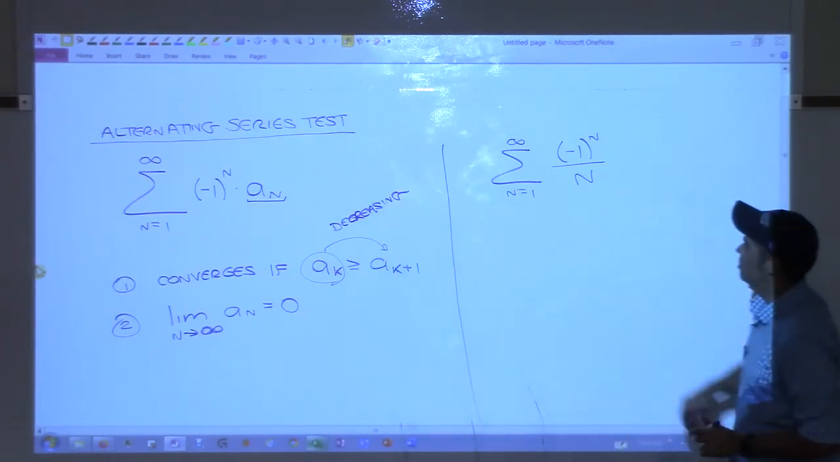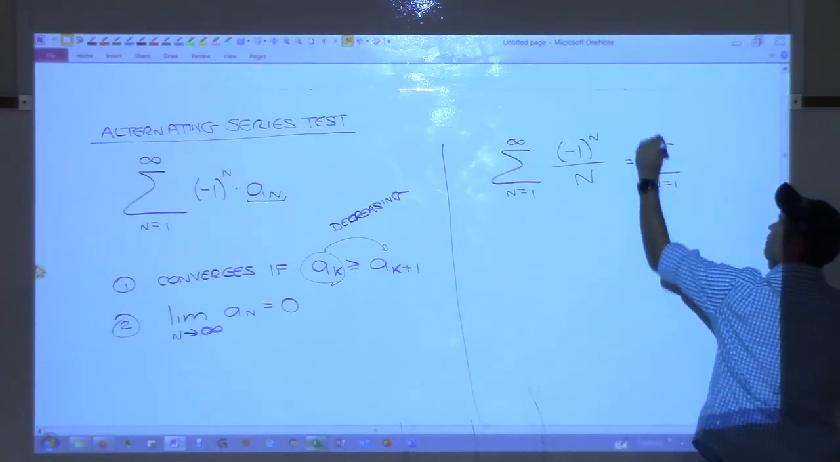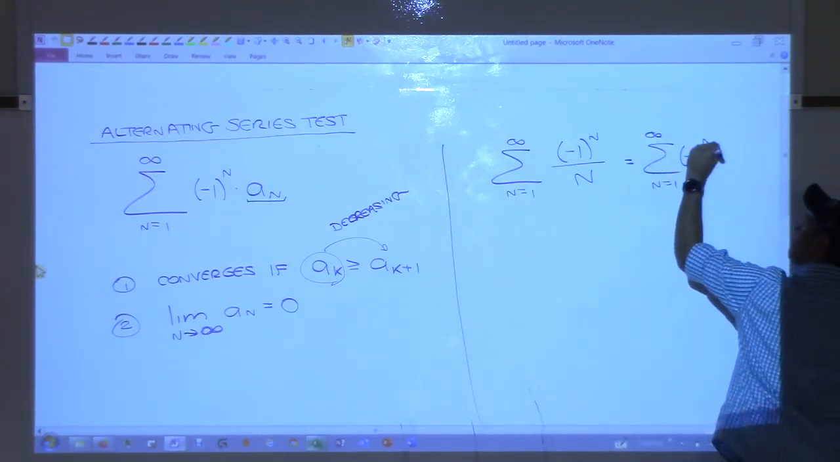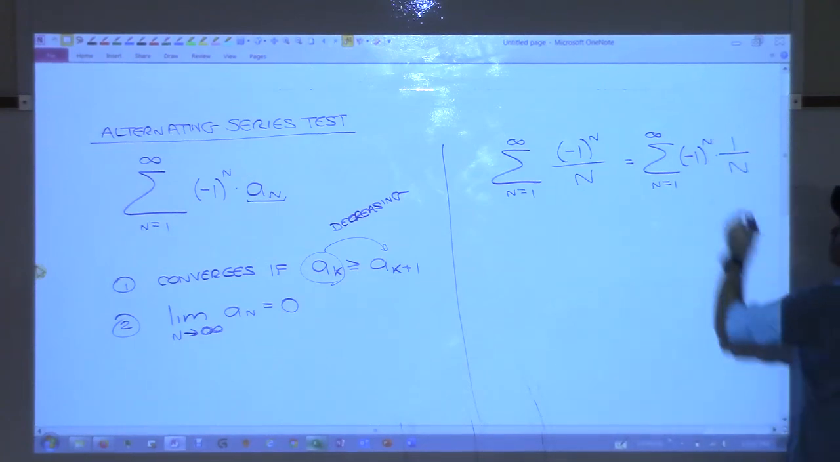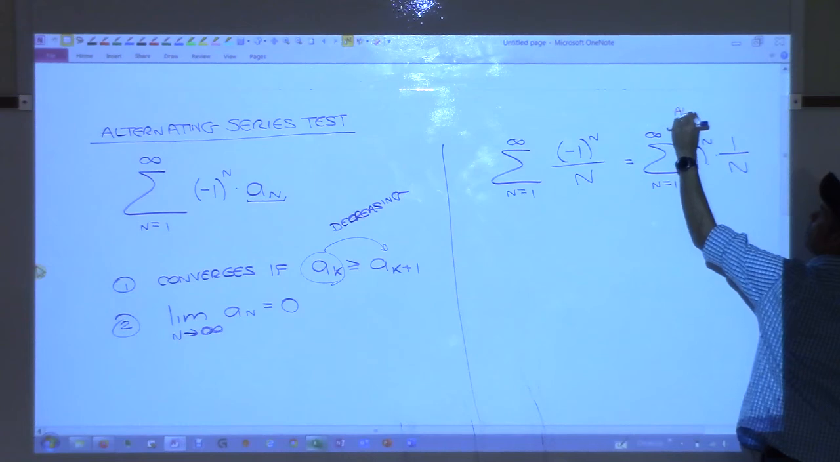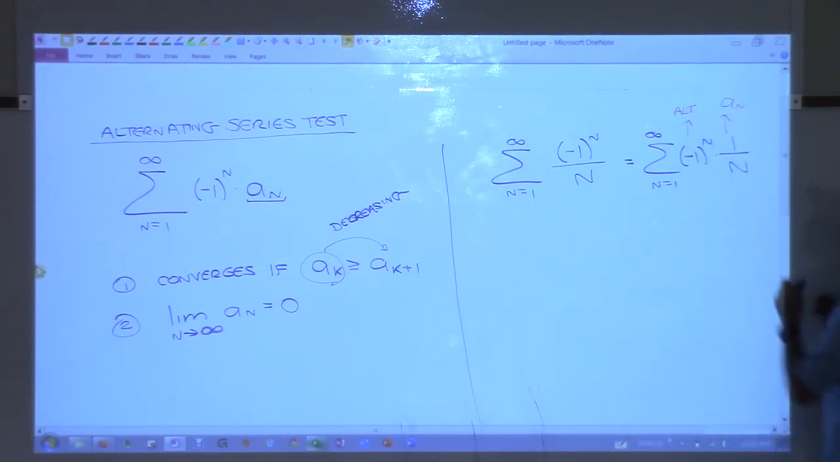So what I'm going to do first here is rewrite this so that it looks like this piece that alternates times this piece, which is our a sub n. So our a sub n is the piece that has been detached from the alternating part of the sequence. Do you see that? So a sub n is 1 over n for us here.